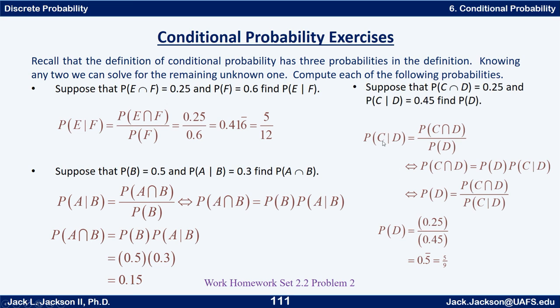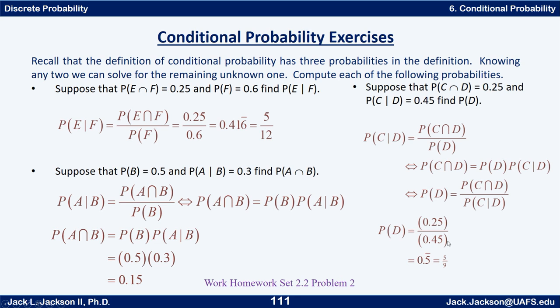And the final variation is this one. The probability of C given D is the probability of C intersect D over the probability of D. I'd multiply both sides by probability of D to get the probability of C intersect D is probability D times probability of C given D. And then I divided both sides by, let's see, we want the probability of D is the one we're looking for. So I want to divide by this conditional probability on both sides. And we get probability of D equals probability of the intersection of C and D divided by probability of C given D. And now just plug in on the right.